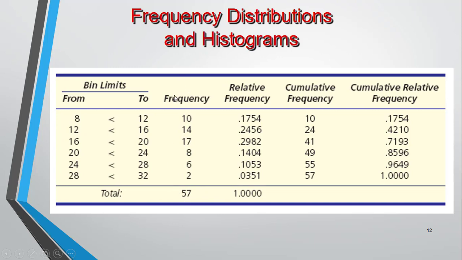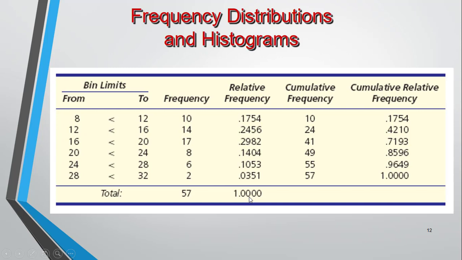Okay? Then from this frequency, you can calculate the relative frequency. That is, for the first bin or first group, between 8 and 12, you use the number 10 divided by the total number 57, and you get 0.1754. That's the relative frequency of this bin or this group. Then for the next one, you use 14 divided by 57 to get 0.2456. That's the relative frequency of the second group, etc. Okay? And all these together have to add up to 1. That's 100%, all of them, right?